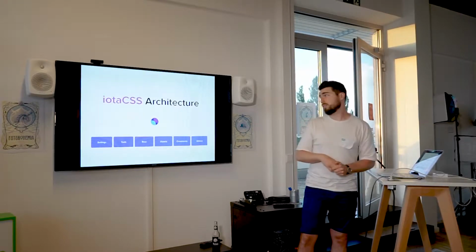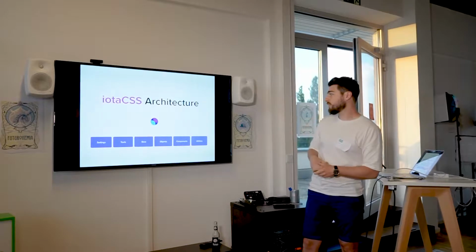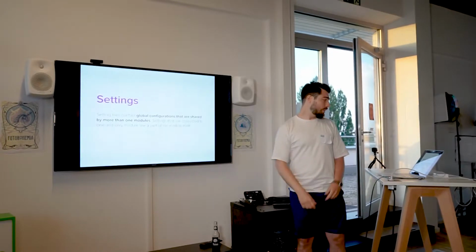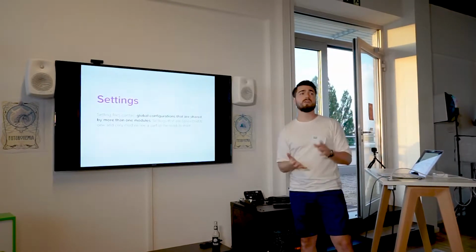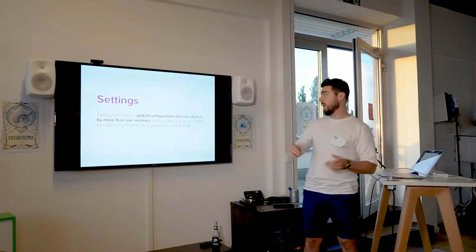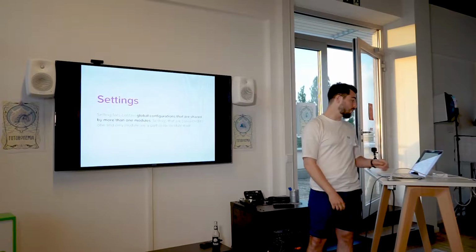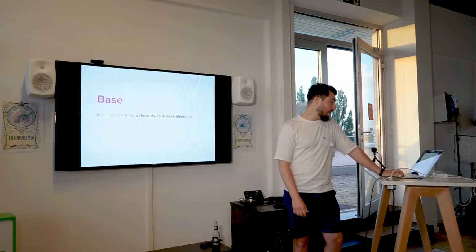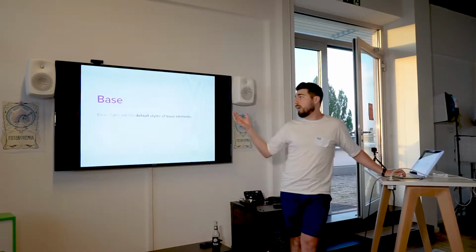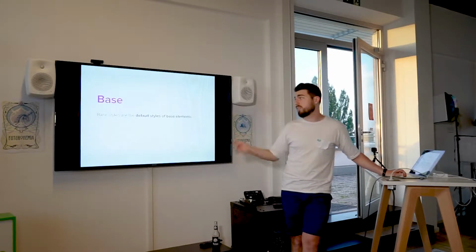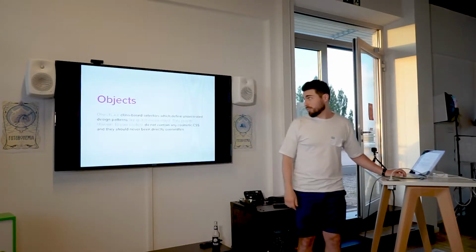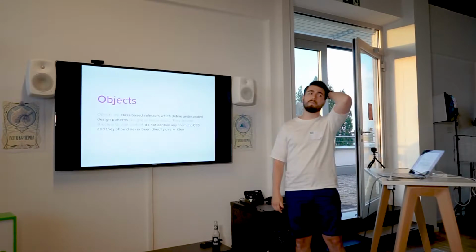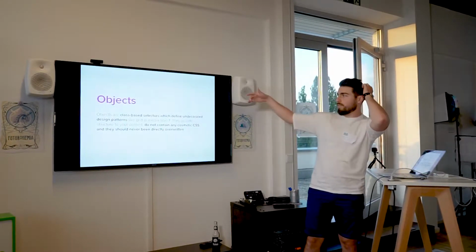Its architecture looks like this. It's six different categories: settings, tools, base, objects, components, and utilities. Imagine the settings as general settings, like your colors, typography sizes, whatever is general and shared among the different modules. Then the tools are mainly Sass mixins and functions. The base is whatever you want to apply to the body or directly to a tag, you use a base tag. And here is the most complicated part, where people in the React community get a little bit confused. In React, everything is a component. Well, here we have objects and components.